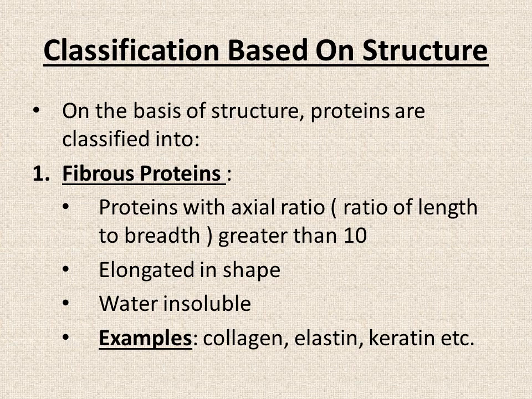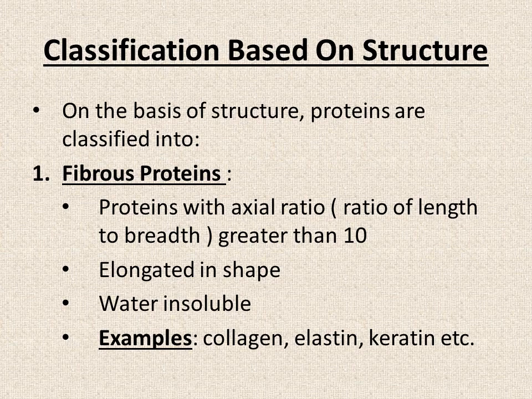Proteins can be classified on the basis of structure and on the basis of physical properties. First of all, we are going to discuss the classification based on structure. So, structurally, proteins can be divided into two categories. First is fibrous proteins, and the second one is globular proteins.